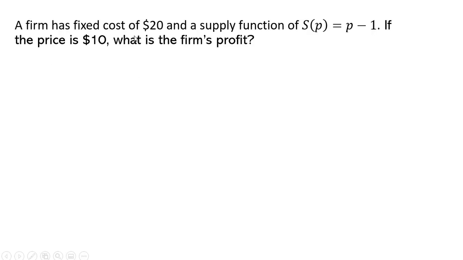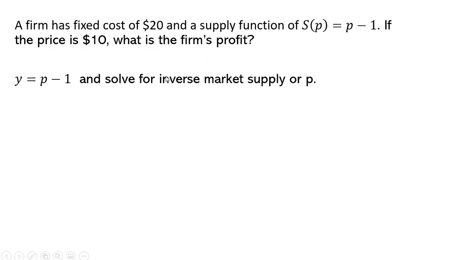Another problem, a firm has a fixed cost of $20 and a supply function given as follows. If the price is $10, what is the firm's profit? So making a substitution here. Plugging in y here on the left-hand side for the firm supply function. And then we'll solve for the inverse market supply, or P. And now adding 1 to both sides and solving for price, we have the inverse market supply.